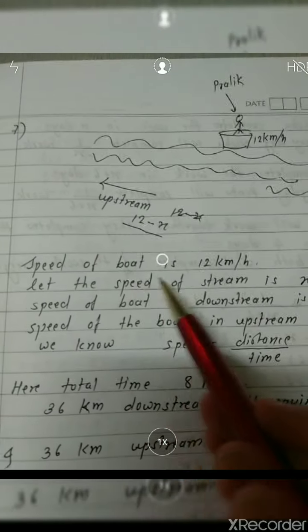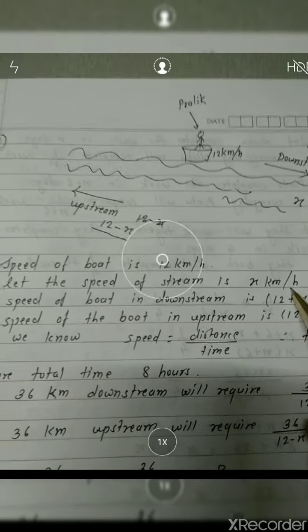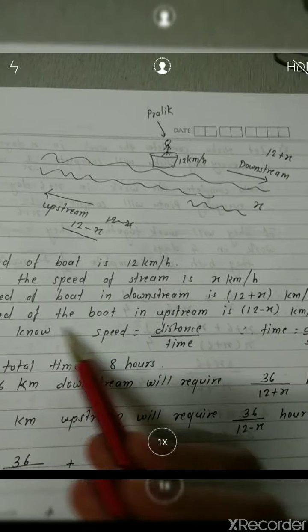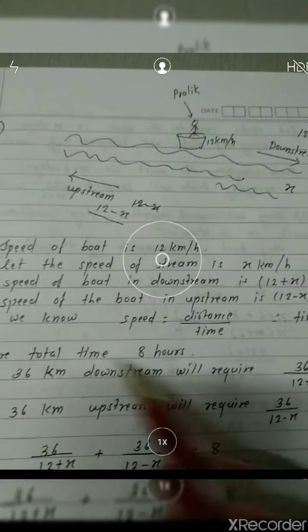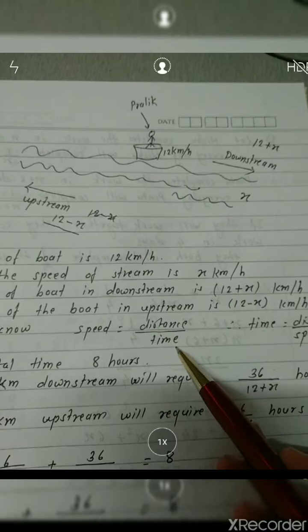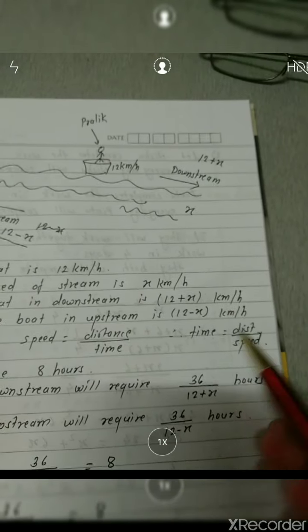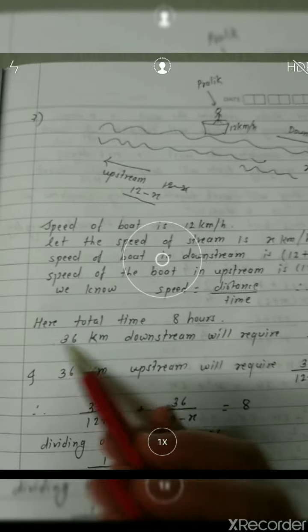Now the speed of the boat is 12 km per hour and the speed of the stream is x km per hour. The speed of the boat downstream is 12 plus x. The speed of the boat upstream is 12 minus x. We know speed is equal to distance upon time. So time is equal to distance upon speed. Now his total journey is 8 hours.